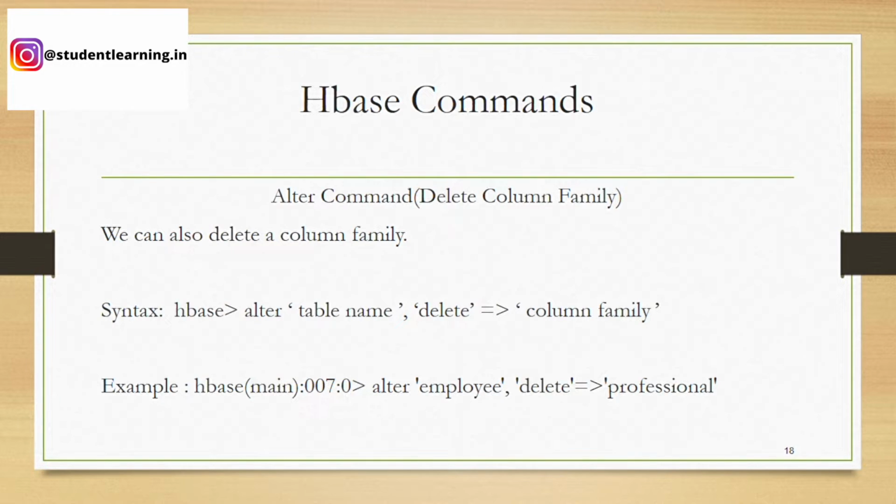We can also delete a column family with the help of the alter command. The syntax is very simple. Just mention alter within quotes, mention the table name, also mention the delete property and mention the column family. For example, suppose I want to delete a professional column family from your table employee. What we can do for this is simply write alter within single quotes the name of your table, like employee, then mention name employee, comma, delete operation and also mention the column family. So professional is your column family.